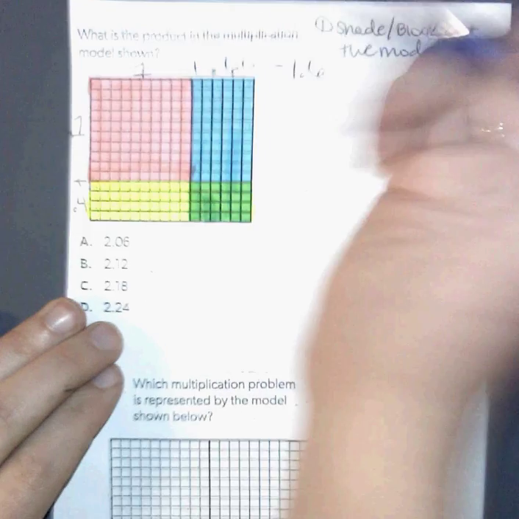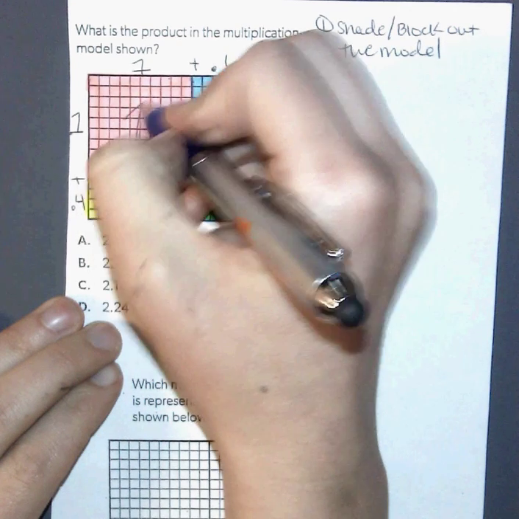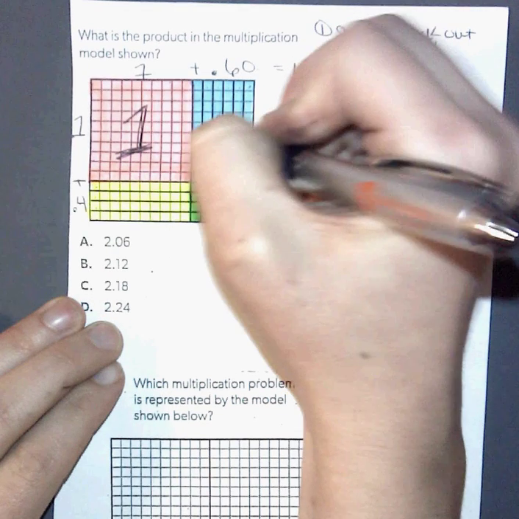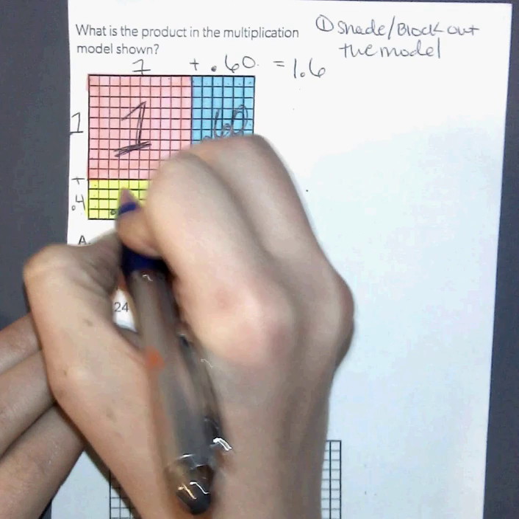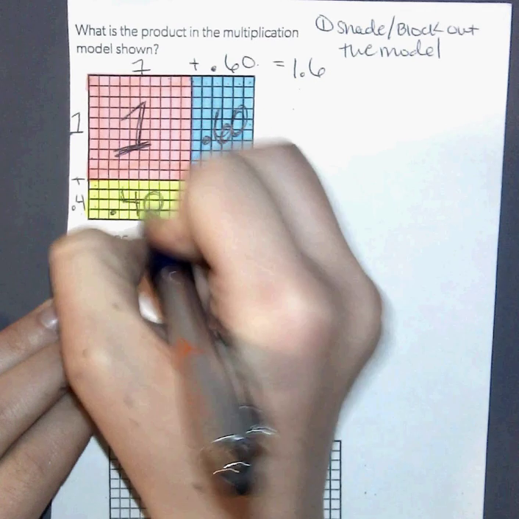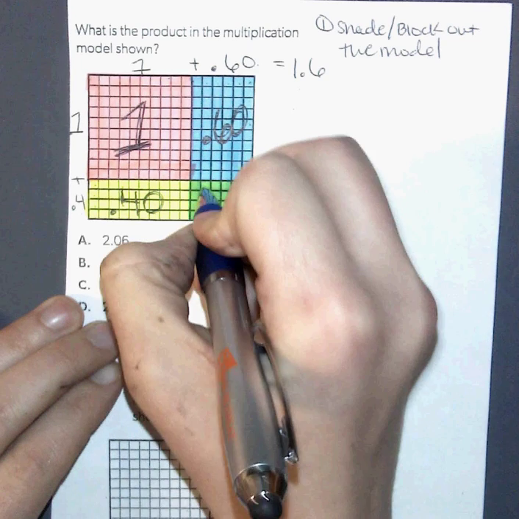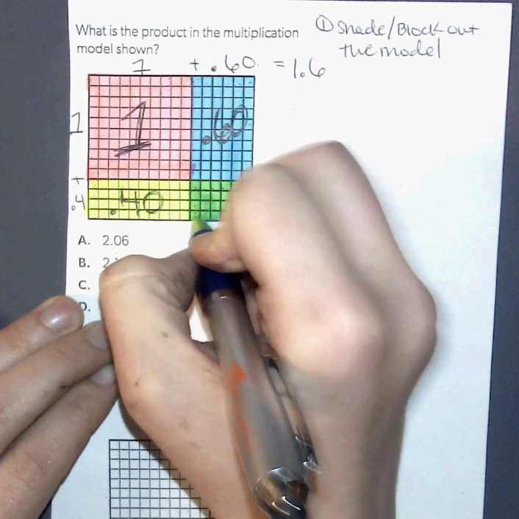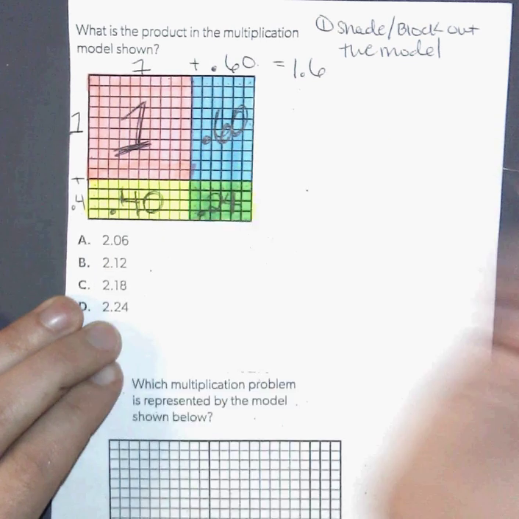So let's make sure that we block out and write down what each portion is. This is equal to 1. This is equal to 0.60, which is 60 blocks. This is equal to 0.40, which is 40 blocks. And this one right here is how many? 1, 2, 3, 4, 5, 6. 1, 2, 3, 4. 6 times 4 is 24. So 0.24.